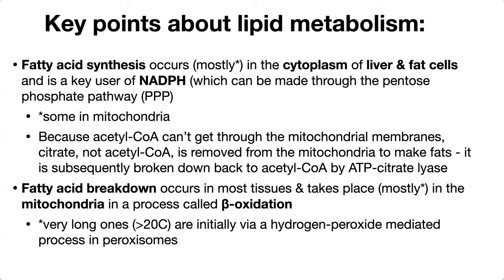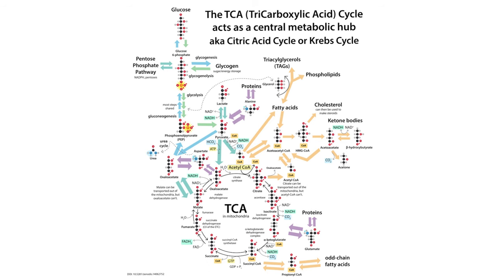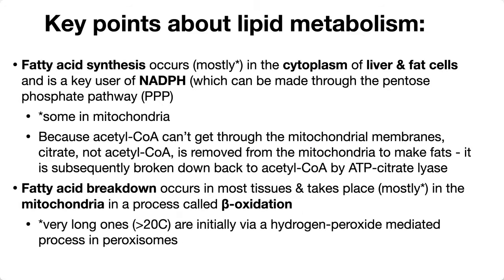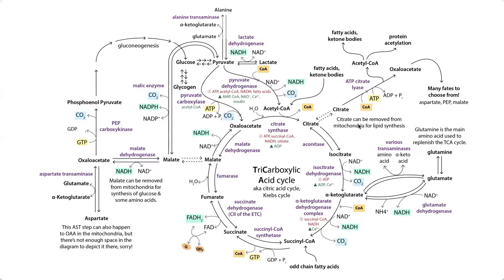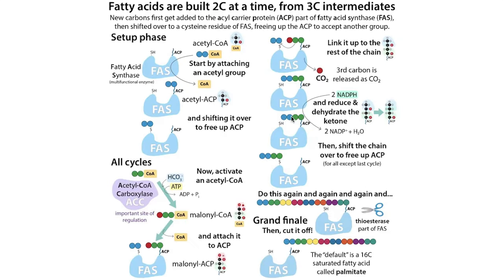Because acetyl-CoA can't get through the mitochondrial membranes, citrate and not acetyl-CoA is removed from the mitochondria to make fats. It is subsequently broken back down to acetyl-CoA by ATP-citrate lyase. So what we're looking at here, we take citrate out, we convert that to oxaloacetate using ATP-citrate lyase. Now that you have acetyl-CoA in your cytoplasm, it's going to be pieced together by a multifunctional protein called your fatty acid synthase, or FAS.